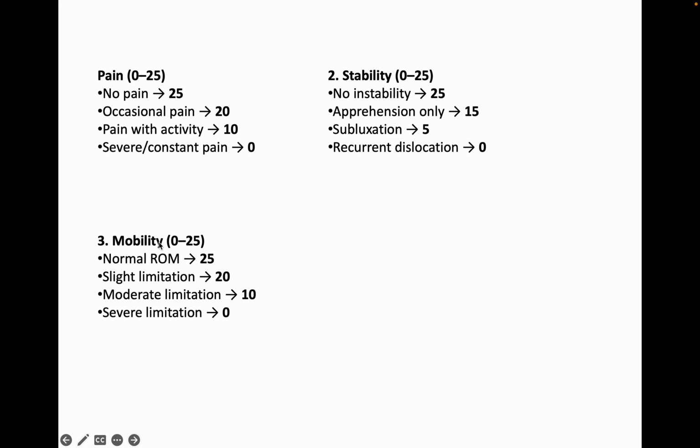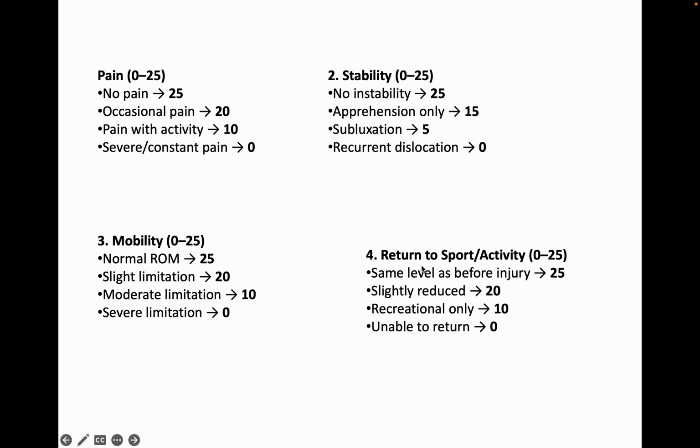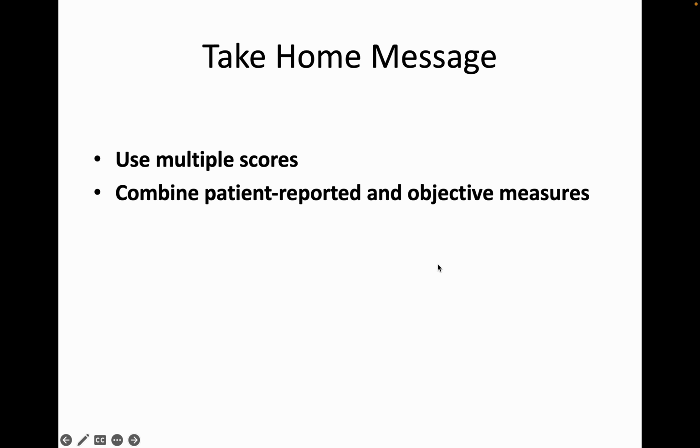The third facet is mobility. If there is no restriction of motion, the range of motion is totally free, the patient gets 25 marks. Severe limitation, 0 marks. Then again, return to sports. If the patient has returned to the prior activity which he had before the time of dislocation, to the same level of activity, he gets 25 marks. Gradation with slightly reduced, recreational only. And if the patient is unable to return to the original activity or sport the patient was involved in, he gets 0 marks. So again, higher score, normal.